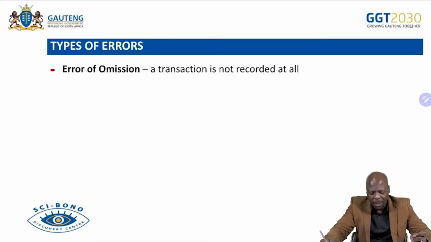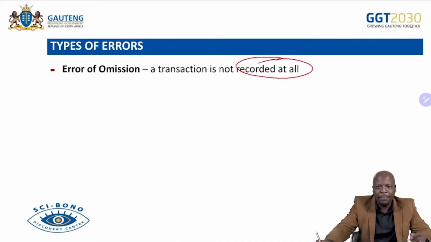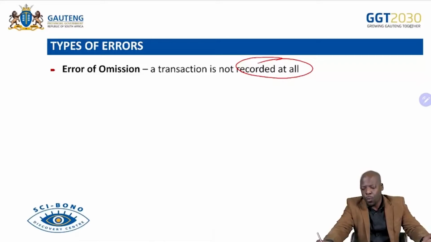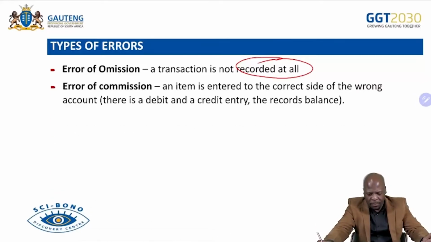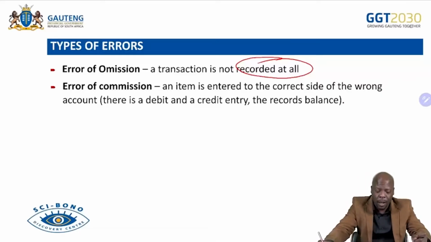Error of omission. When you talk about the error of omission, it simply means the transaction is not recorded at all. It is completely omitted. Once it is completely omitted, it has not been included. Therefore, we need to reconcile. And then the error of commission. An item is entered to the correct side of the wrong account. It means it is on the correct side, but in the wrong account. Therefore, it will create differences, definitely.